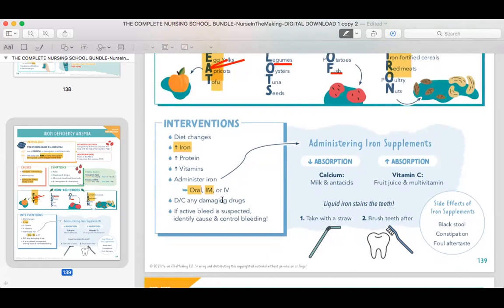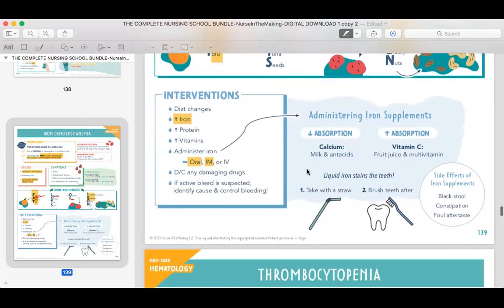Don't drink it with milk, and vitamin C does help absorb the iron. So avoid milk or any antacids. The way I think about antacids, anti-acids: they don't like any meds. They're mean, and they don't like to be taken with any meds. In general, you don't take antacids with meds. You wait at least, I think, an hour or two before you take them with meds. Never with milk. And vitamin C, like fruit juice or multivitamins.